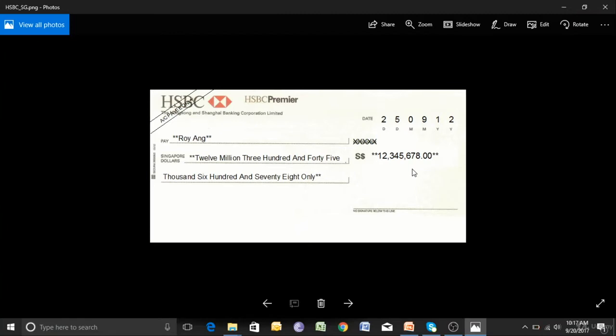If it does not match, then you just return the check. Okay, it is very important. You cannot pay a check which has the amount in words and figures different.